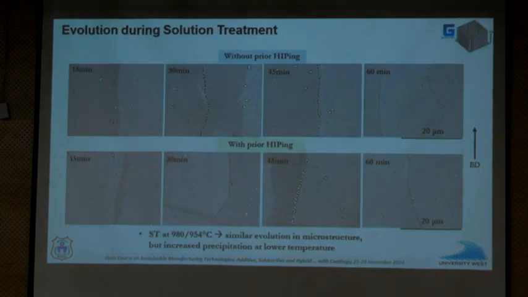So just some quick results for you. This is as-built with delta phase decorating the grain boundary in an Inconel 718, and this is without prior hipping, but we did it for 15 minutes, 30 minutes, 45, 60.